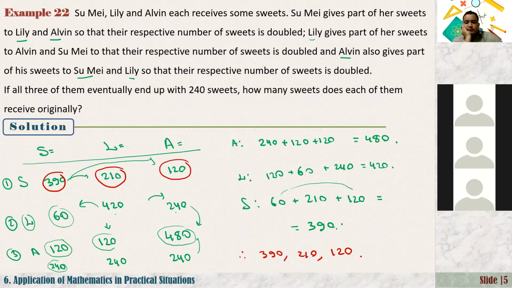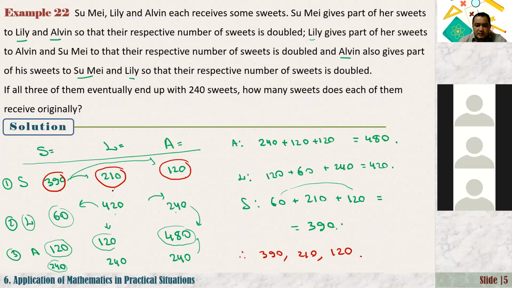Teacher, but it said all of them in total 240. How is it possible? If you just start from the beginning, Sume had 390, Lily had 210, and Alvin had 120. How many candies should you give to Lily so that her candies are doubled? 210, right?